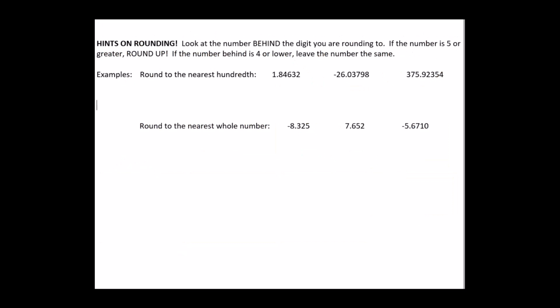All right, hints on rounding. Look at the number behind the digit, following the digit that you're rounding to. If the number is 5 or greater, you go up. So let's look at some examples. Round to the nearest hundredth. Okay, so this is the decimal point. This is the tenths place, the hundredths place. So I'm going to look at the digit after. 6 is greater than 5, so I'm going to add 1 to the 4. So that's going to be 1.85.